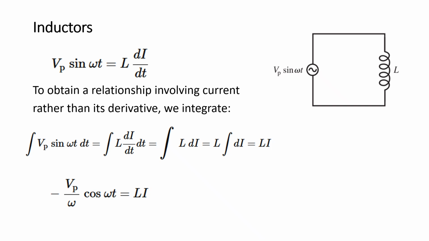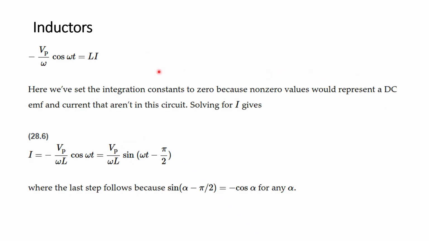All right, so there it is up top. You might have noticed if you went through the integration, what about the limits of integration? We've set those integration constants to 0 because non-zero values would represent a direct current EMF and current that aren't in this circuit. And so we just make those 0.